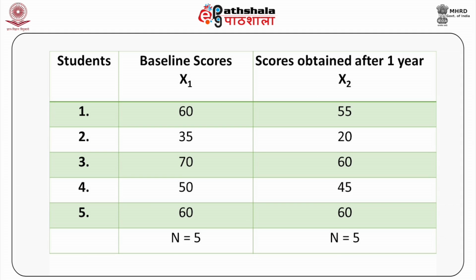A researcher tested the knowledge of undergraduate students on a series of questions on statistics. After a year, the researcher decided to re-evaluate students to check whether their knowledge of statistics has increased or not. The scores obtained by students on two occasions are tabulated below. We found that the five students who were tested under two conditions, that is the baseline score and scores obtained after 1 year, were as follows. Now, let us follow the steps and find out if there was a statistically significant difference between the two observations.